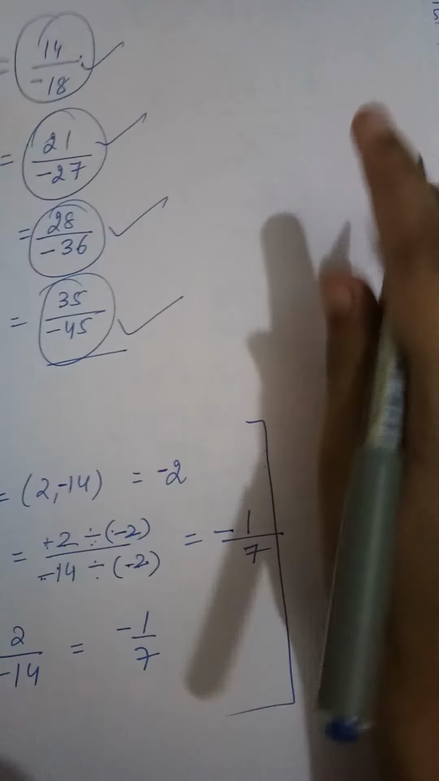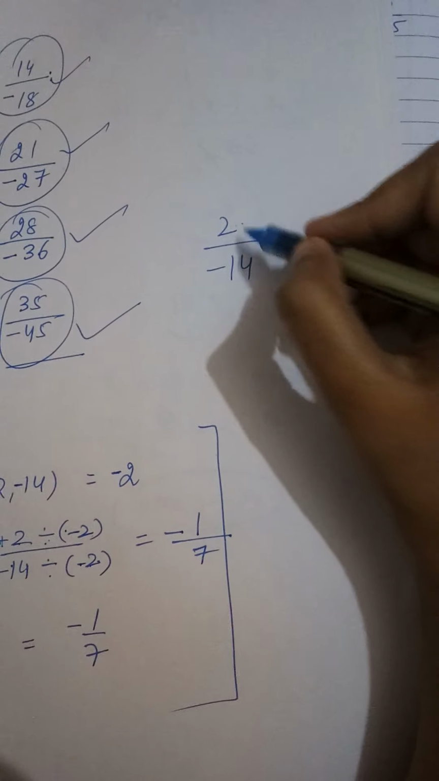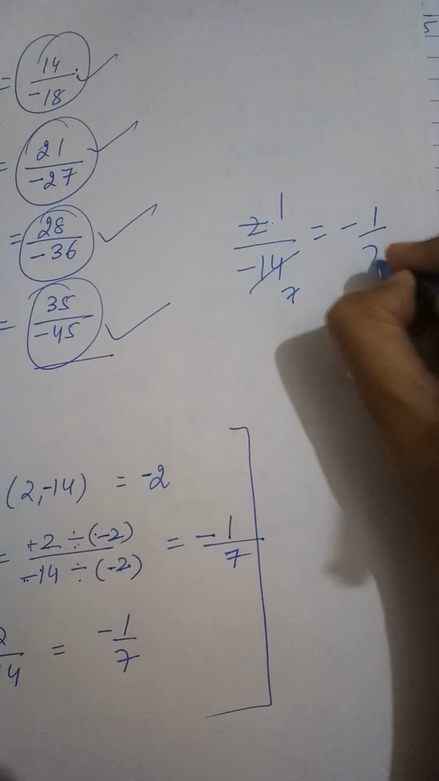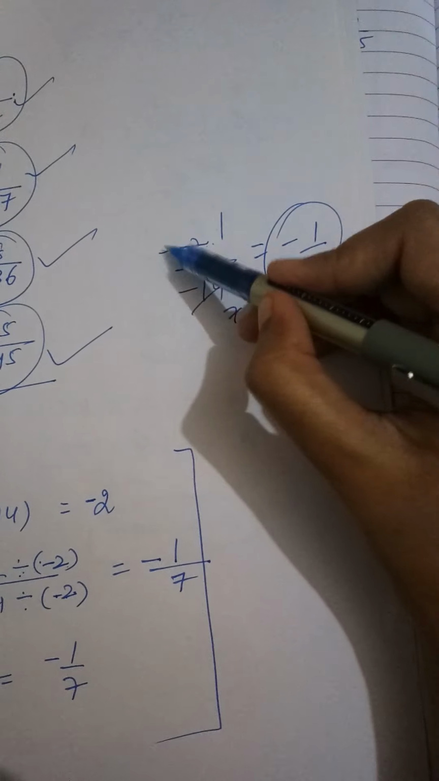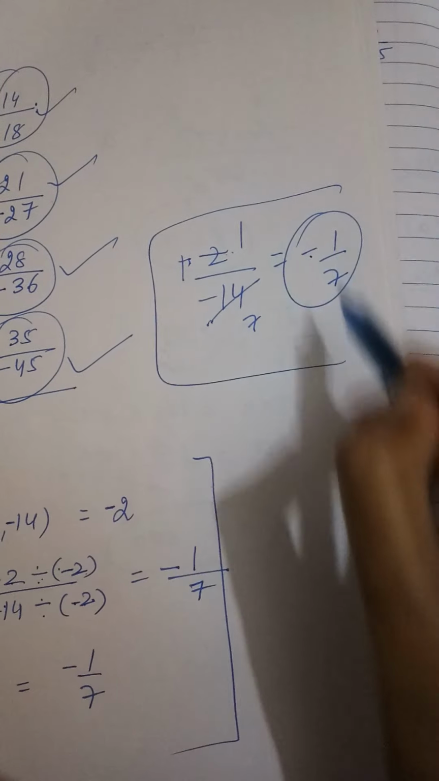Orally, how can I do this? 2 upon minus 14 is given to me. I know that 2 and 14 are going on the table of 2. 2 1s are 2, 2 7s are 14. So the answer is minus 1 upon 7, because here is plus, here is minus. What is plus minus? Minus. That's how we can also do it.